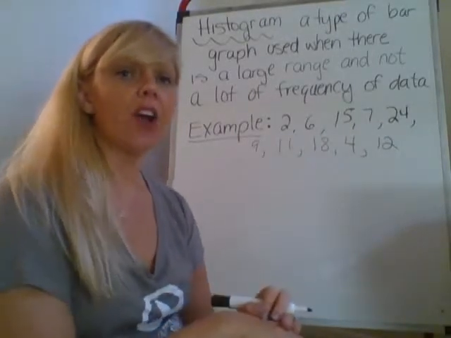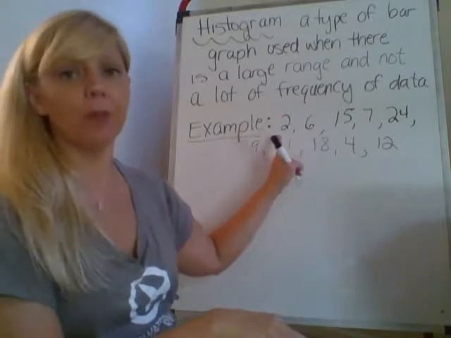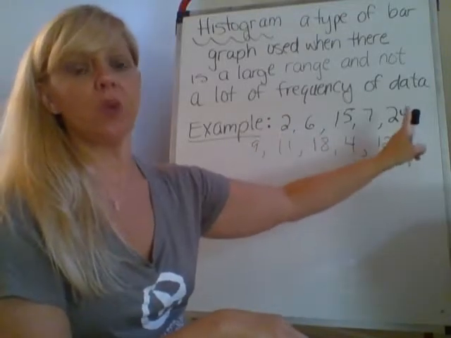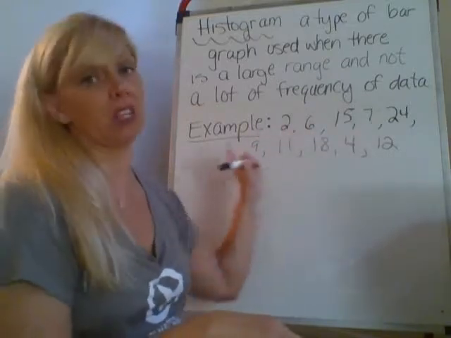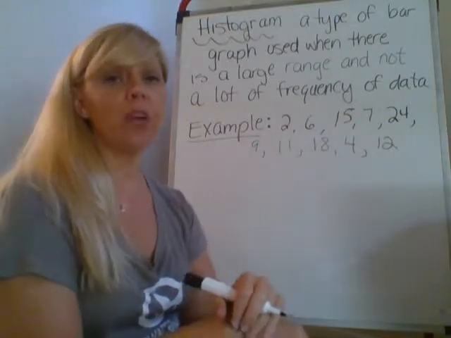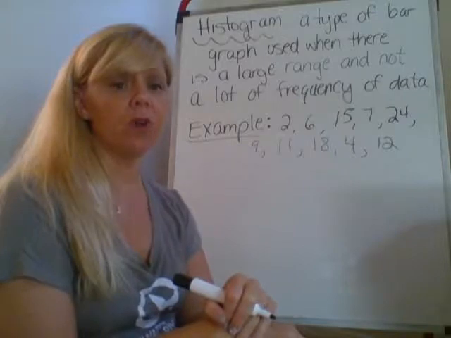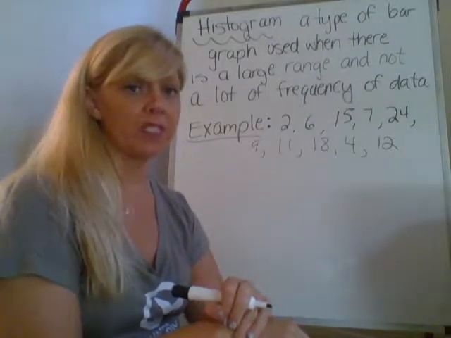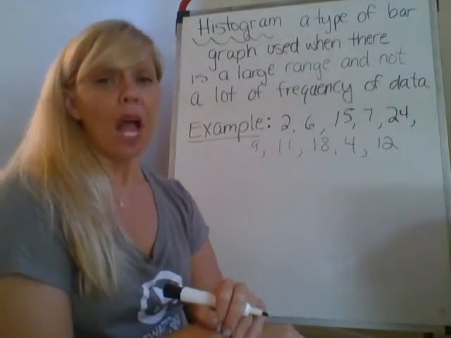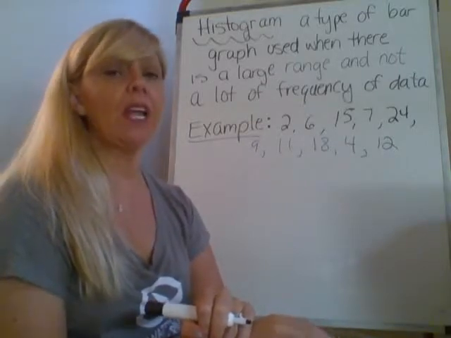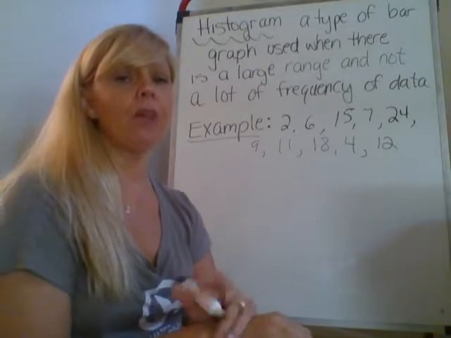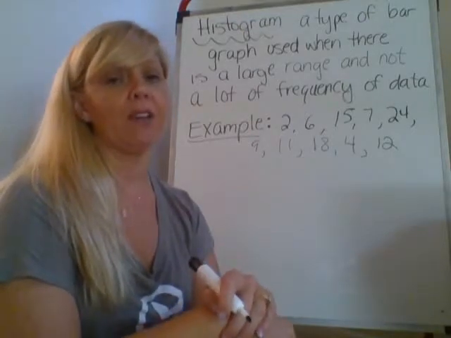Okay, so again, here I've got a range of 22 numbers, 2 to 24, that's a range of 22, and I have a lot of numbers that are different. So this is where a histogram becomes very useful, especially if I want to continue to see the frequencies of my data. So I need to create anywhere from 3 to 5 bars. So if I have a span of 22 numbers, I'm going to go ahead and count by fives.